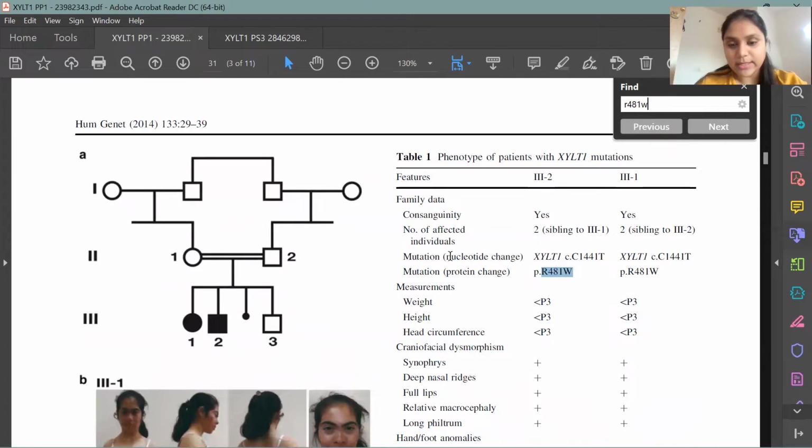So in this right table, they are saying that they have two patients, 3.1 and 3.2. Both have the same protein change, both are homozygous, and they had the same nucleotide change as well. They are siblings. And as you can see from the pedigree, as well as the table, their parents had consanguineous marriages. 2.1 and 2.2 had consanguineous marriages, and they had 4 kids, from which 3.1 and 3.2 had the disease.